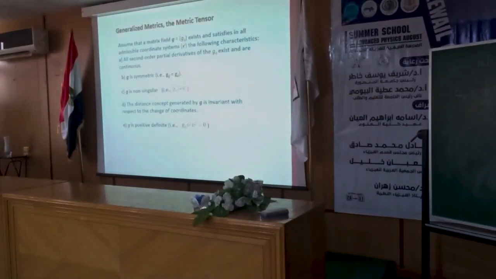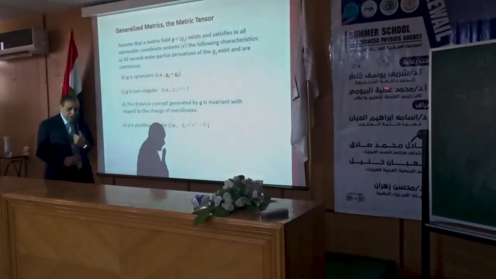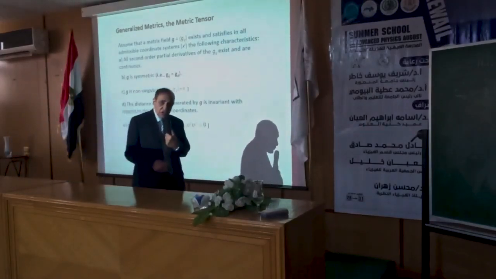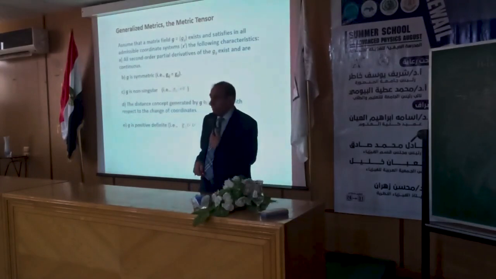Now, the metric tensor exhibits many characteristics. First, it is symmetric. That means Gij equals Gji. G is non-singular. That means the absolute value of G is not equal to 0. The distance concept generated by G is invariant with respect to the change of coordinates. Oh, this is very important. If I change the coordinate system, G remains the same.